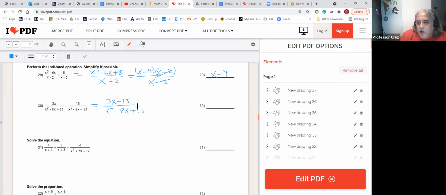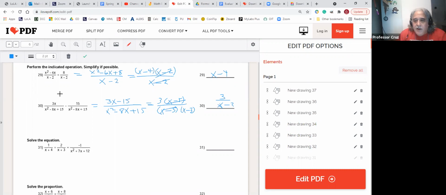Same denominator, so we don't even need to write it once. And then we can factor. And then this factors as x minus 5, x minus 3. And these are gone, and we're left with just 3 over x minus 3.